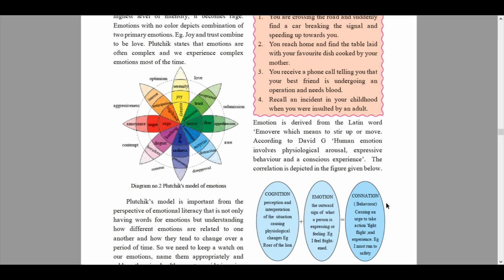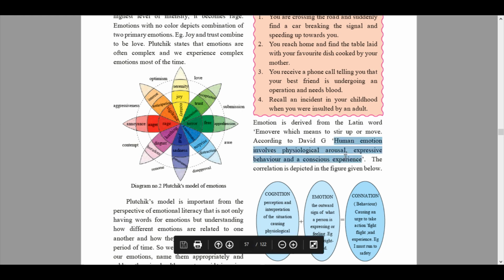According to David G. Myers, human emotion involves physiological arousal, expressive behavior, and a conscious experience. So our human emotion is built up by these 3 aspects. These might be asked to you in the objectives. Please go through this, it is an important part. I'll just mark this for you. This has been marked. Mark this as important in your textbooks as well.